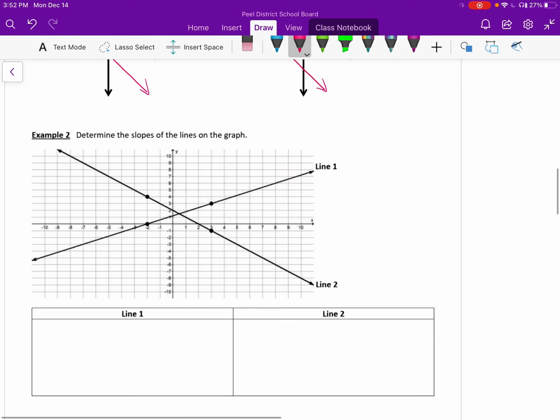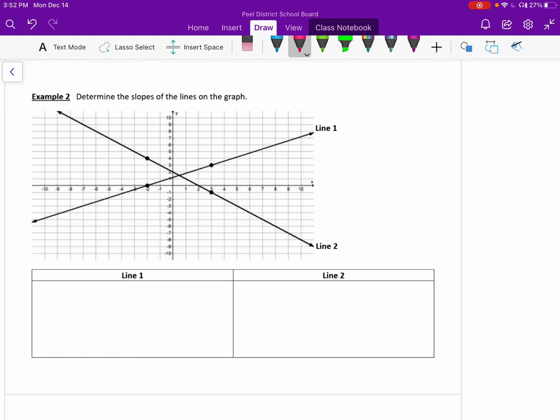So what we're going to do now is we're going to determine the slopes of the lines on the graph, right? So I'm going to use green to do line 1, and I'm going to use, let me find another color. Maybe I'll use blue to do line 2. Or actually we'll do pink. Pink to do line 2. Okay? So let's just do line 1. Line 1 is right here. I'm just going to draw it in, right?